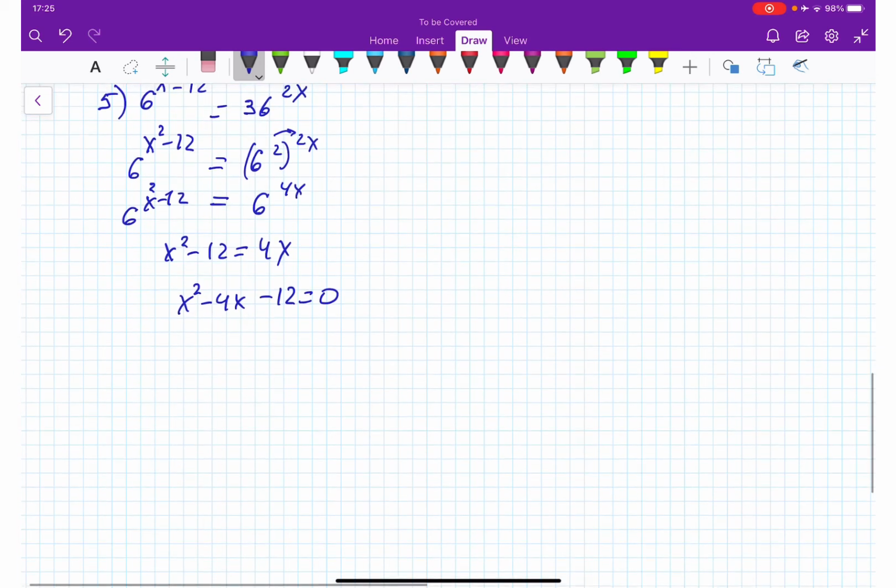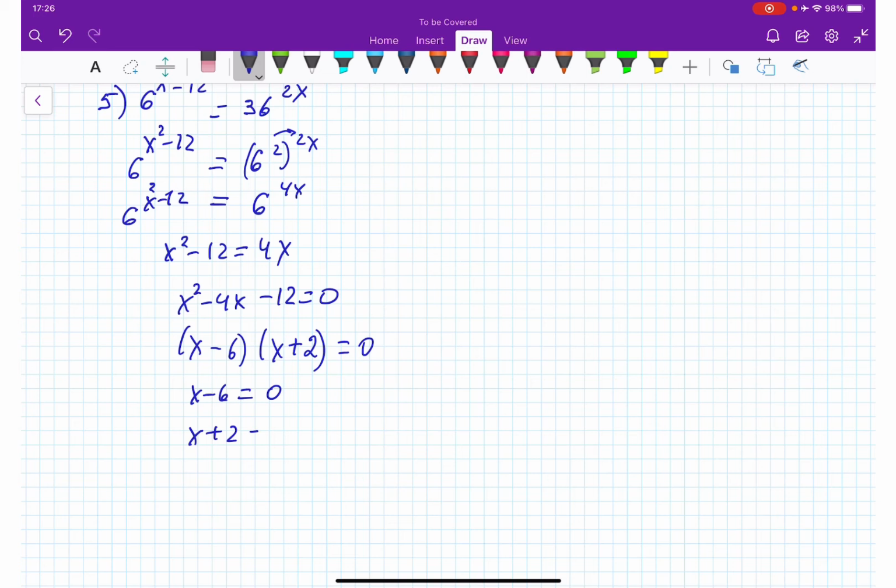Now we are going to FOIL it, which means we need to find two numbers that multiplication will give us negative 12, addition will give us negative 4. Whoever needs to refresh the memory, at the end of the video I will put the link or reference to my video where I go over foiling quadratic equations. So here we will have practically x minus 6 and x plus 2. Negative 6 times 2 is negative 12. Negative 6 plus 2 is negative 4. So from here, either x minus 6 is equal 0 or x plus 2 is equal 0. And we have x is equal positive 6, x is equal negative 2.